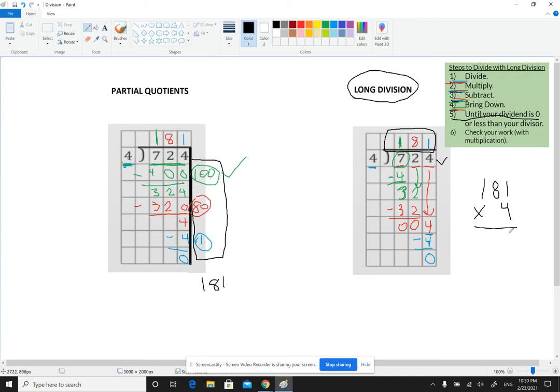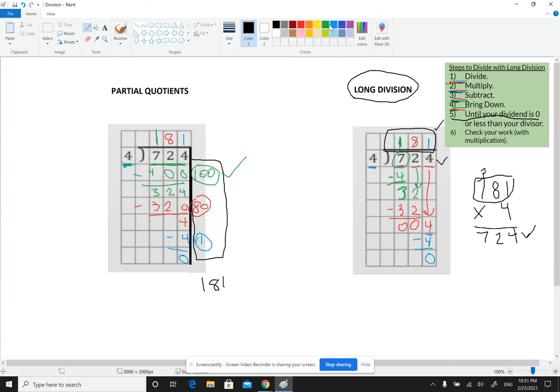So let's see, 4 times 1 is 4. 4 times 8 is 32. 4 times 1 is 4, plus the 3 is 7. So, wow, that does make sense. 724 is my dividend, so that must mean that my 181 is correct.